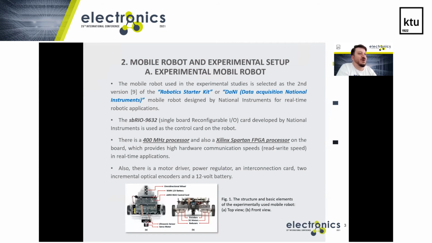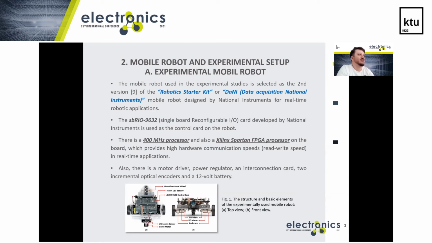In section 2, I want to talk about the experimental mobile robot and mobile robot platform. We used a mobile robot designed by National Instruments called the Robotics Starter Kit. We selected the second version of this robot, and it is also called DaNI, the abbreviation of Data Acquisition National Instruments. It is designed as a mobile robot for real-time applications.